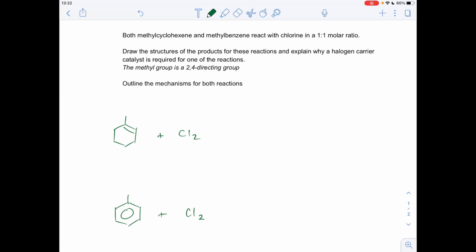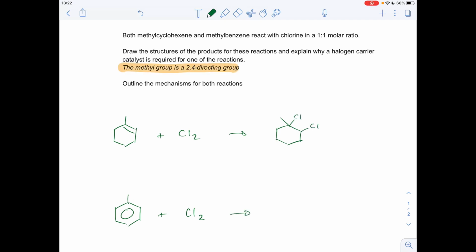Well, I'm just going to write the reaction equation and then we'll get the product from that. So the first one, we've got an alkene effectively reacting with chlorine. So we're going to get an addition reaction taking place where the chlorine is going to add across where the double bond was. So we're going to get that.